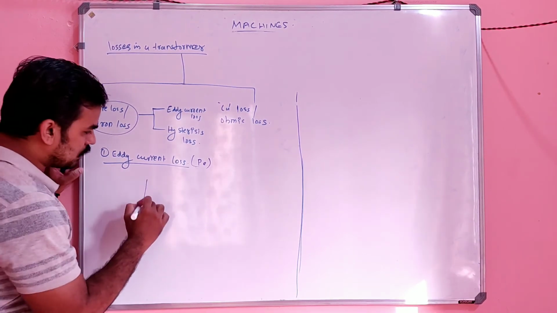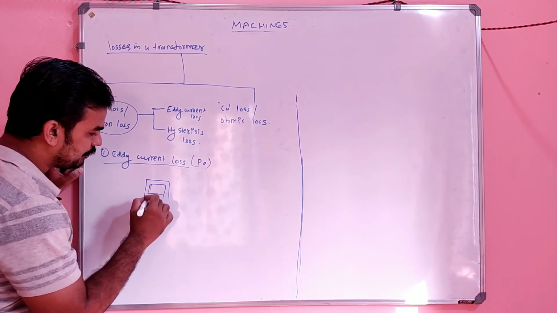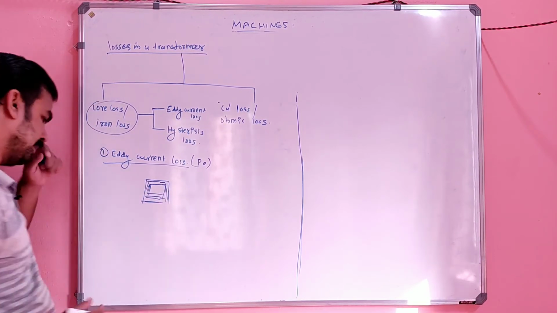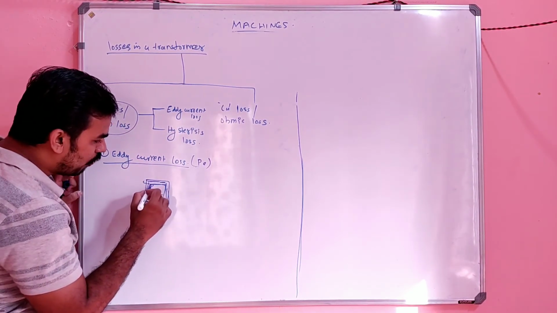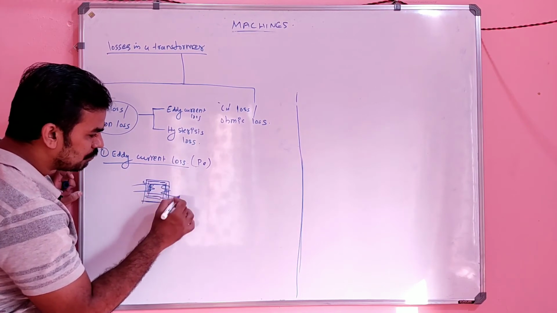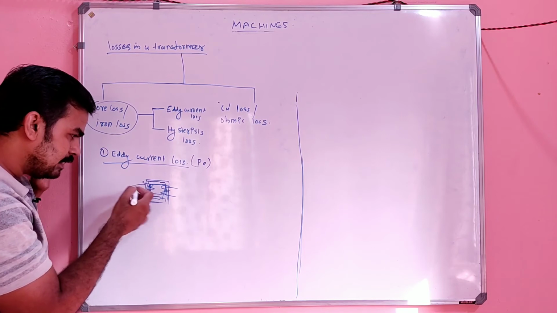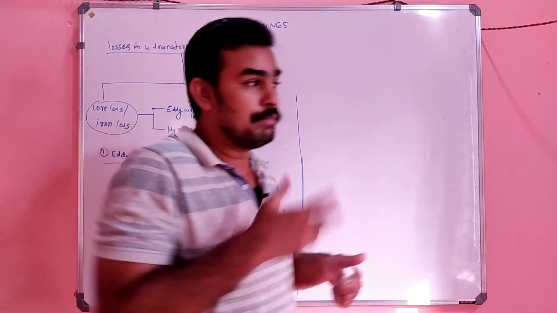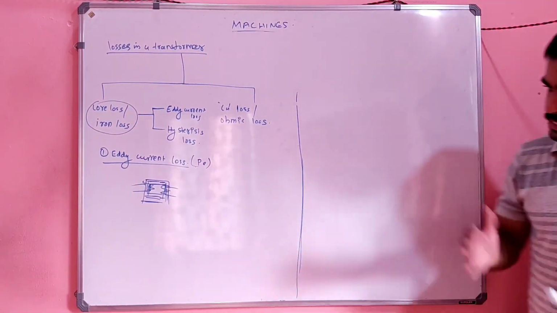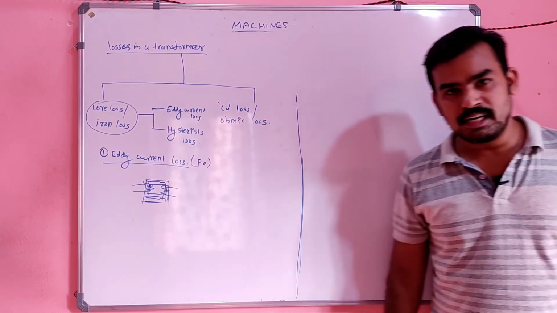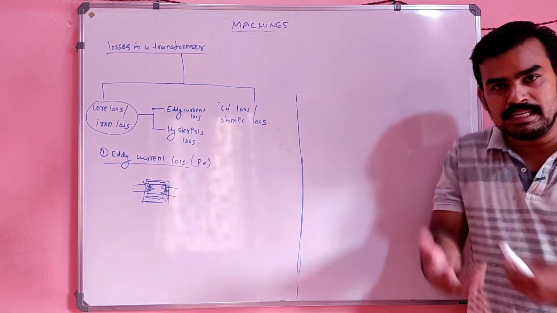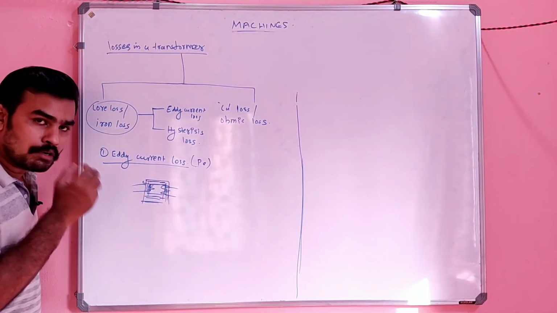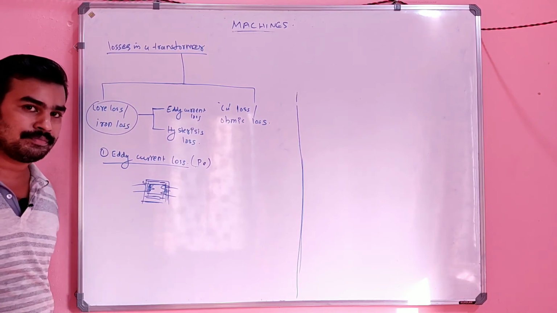the transformer's core is made up of many laminations, right? On which we wind some coils, right? Whenever we send current to the coil, there is a magnetic field associated with the coil. If we apply a sinusoidal signal, the current will change according to the nature of the signal, so there is a change in magnetic field, and the core is situated in a changing magnetic field.